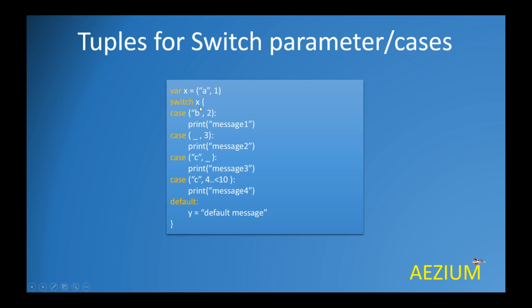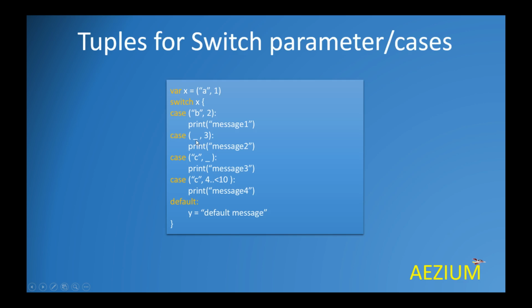So for this particular example, where our switch parameter is x, which is a tuple of type character and integer, the tuples used for each case are also of type character and integer. So in this example, what we are saying is, if the value of x, which is a tuple, has a first element equal to character b, and the second element equal to 2, this is the code that we run.